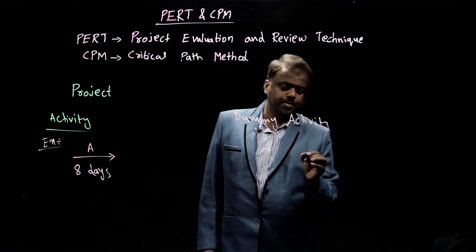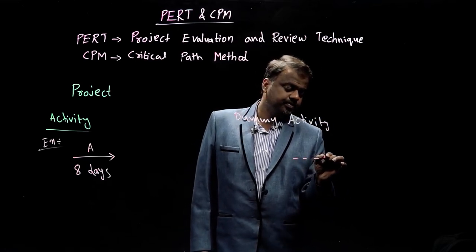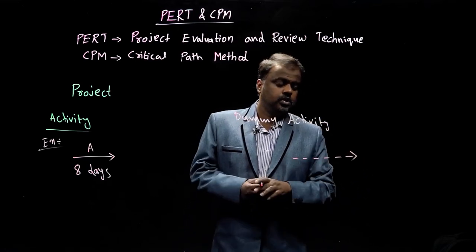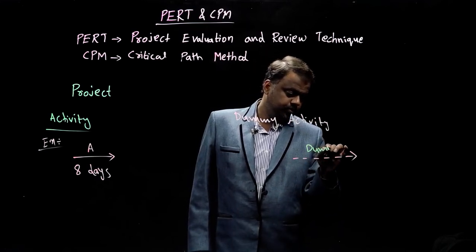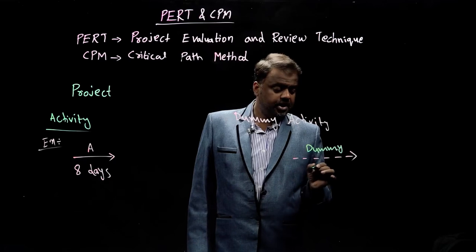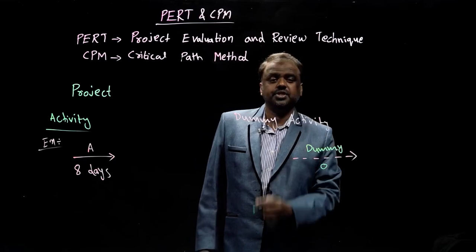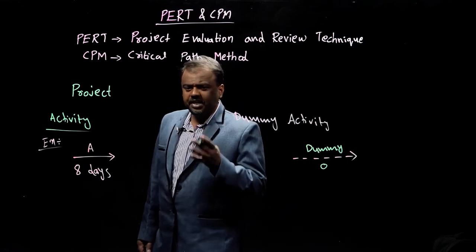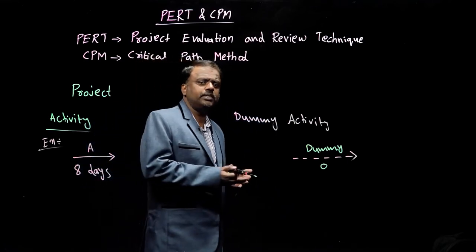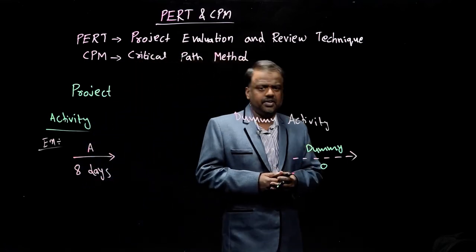So how do we show the dummy activity? With dashed lines. We can name it as dummy, and the resource or time required is 0. So what is the use of dummy activities? To satisfy the activity relations, or sometimes to complete the project, we will use these dummy activities.